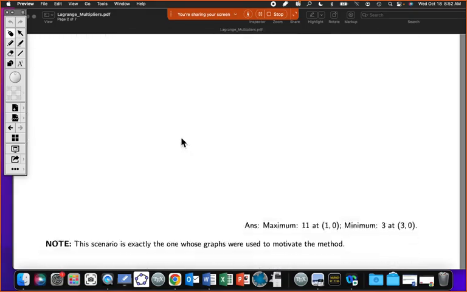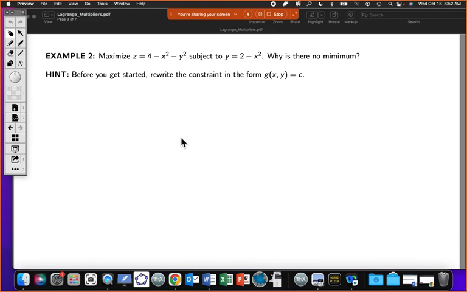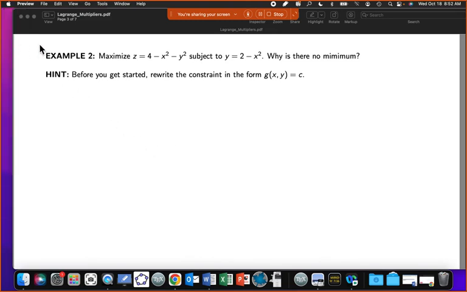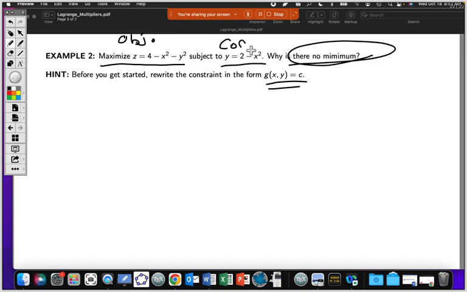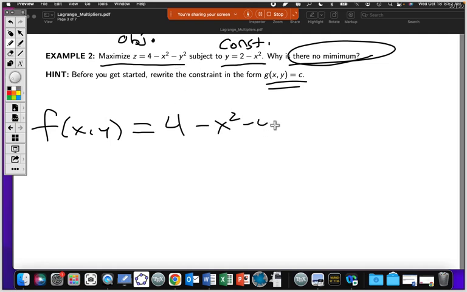All right, let's look at another example here. Maximize this function subject to this function. Why is there no minimum? Okay. Hint, before you get started, rewrite the constraint in this form. So maximize, remember maximize, this is our objective function, what they're maximizing. Subject to is our constraint. So the f of xy here is what we're trying to maximize. And our constraint is y equals 2 minus x squared.